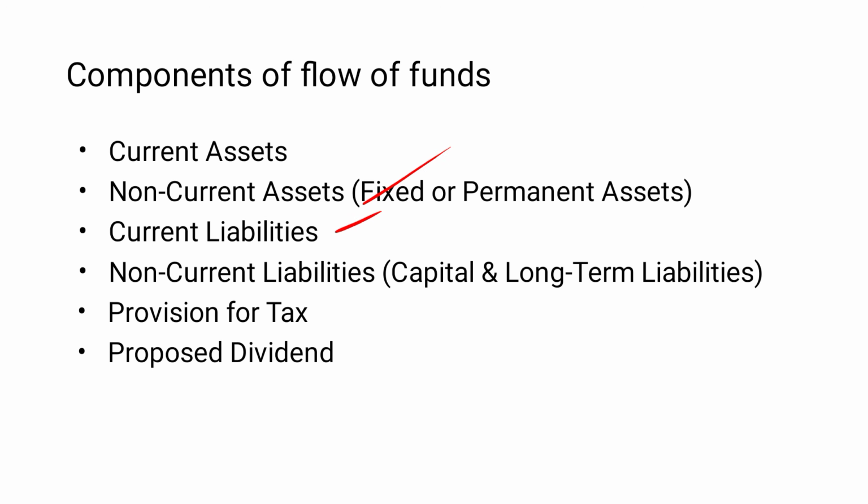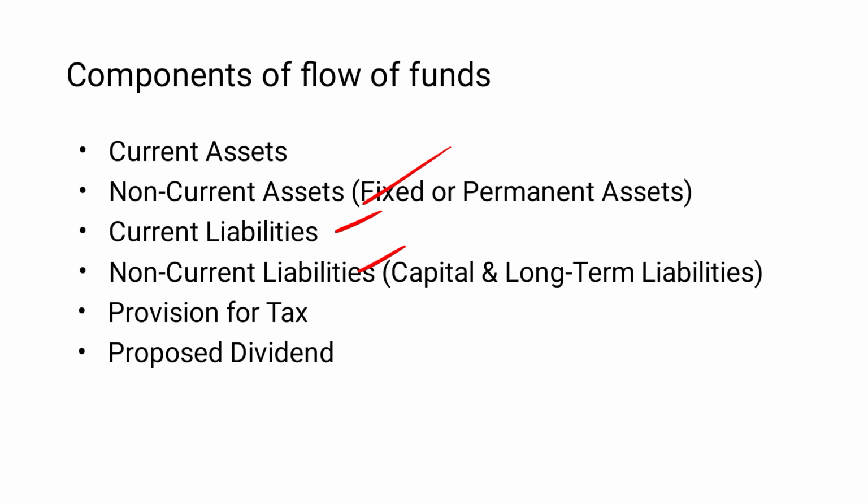Next, non-current liabilities. The term non-current liabilities refers to capital and long-term debt liabilities. It is also called permanent liabilities. Any amount owing by the business which is payable over a long period of time, that is after a year, is referred to as non-current liabilities. Debentures, long-term loans, loans on mortgage, etc., are a few examples of non-current liabilities.